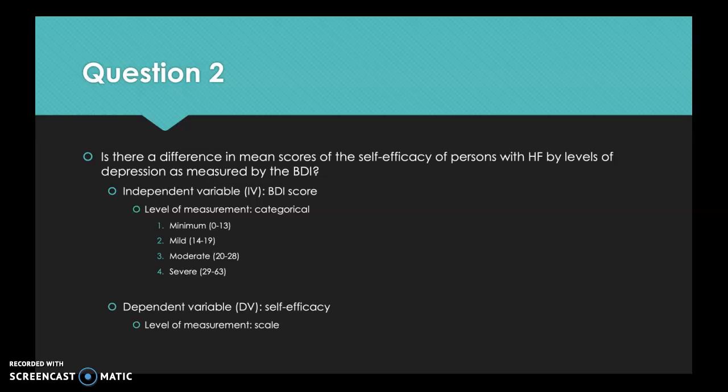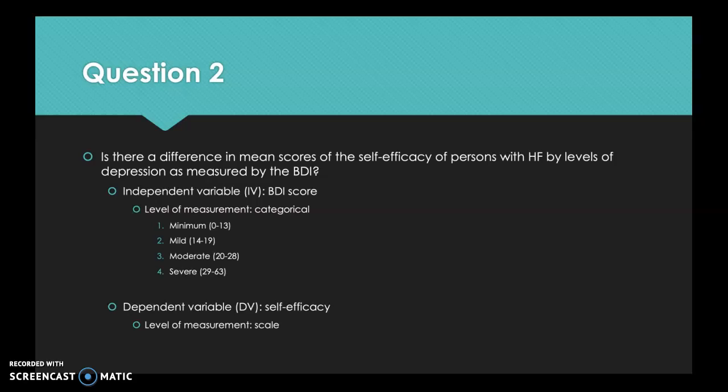The second question was, is there a difference in the mean scores of the self-efficacy of persons with heart failure by levels of depression as measured by the BDI? The independent variable is the BDI score, which has 4 categorical levels that correlate with the severity of the person's depression.